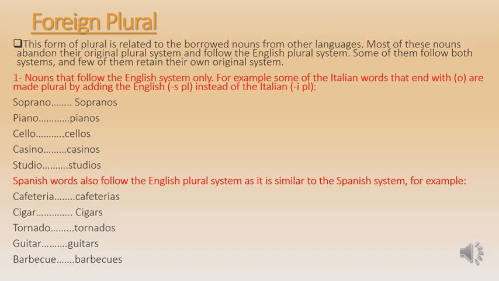In addition to that, some Spanish words also follow the English plural system, because it is similar to the Spanish system. For example, cafeteria, cafeterias, cigar, cigars, tornado, tornadoes, guitar, guitars, barbecue, barbecues. All of these nouns that are borrowed from the Spanish language are made plural by adding the S plural only.